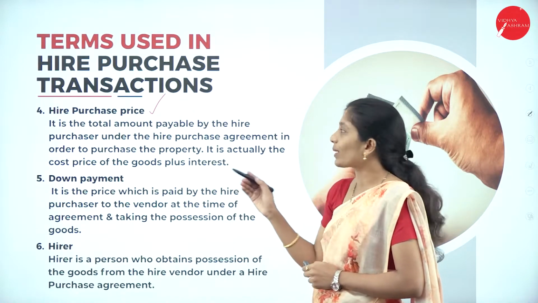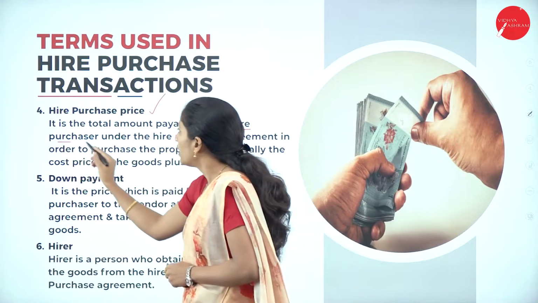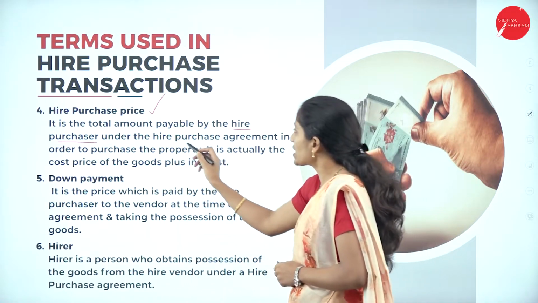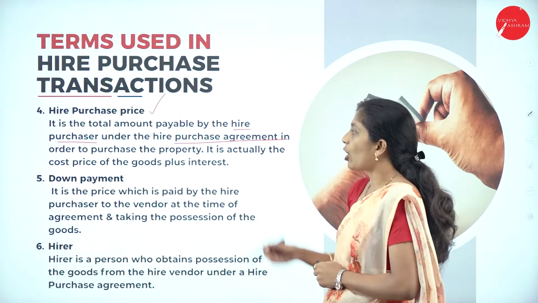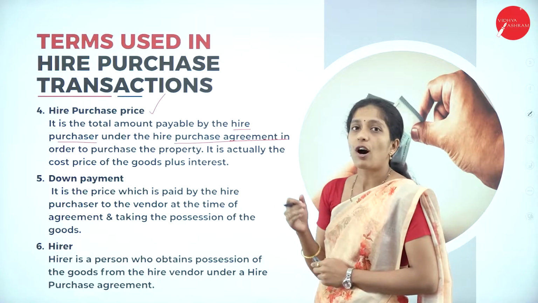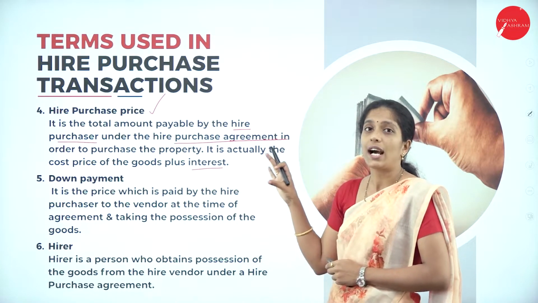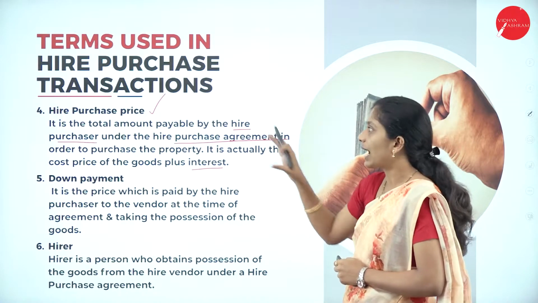Now what is the hire purchase price? It is the total amount payable by the hire purchaser under a hire purchase agreement in order to purchase the property. It is actually the cost price plus interest. So this is known as the hire purchase price or hire price.